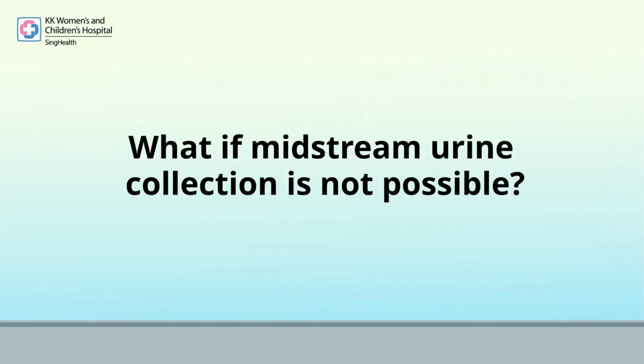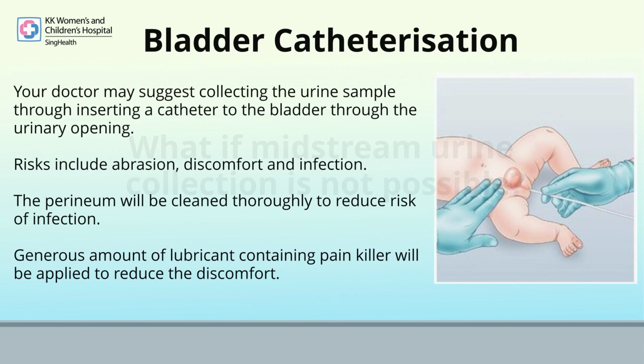What if midstream urine collection is not possible? Your doctor may then suggest to collect the urine through bladder catheterization. This procedure involves inserting a catheter through the urinary opening into the bladder to drain the urine. The risks with the procedure include abrasion, discomfort, and infection. However, the risks are minimal. The perineum will be cleaned thoroughly to reduce risk of infection. Generous amount of lubricant containing painkiller will be applied to reduce the discomfort.